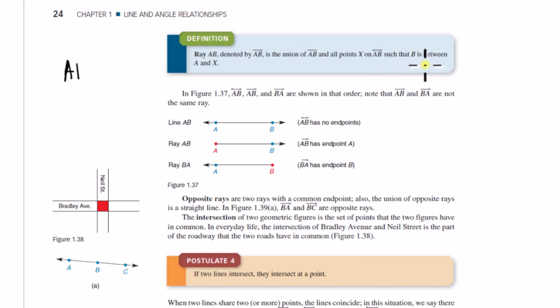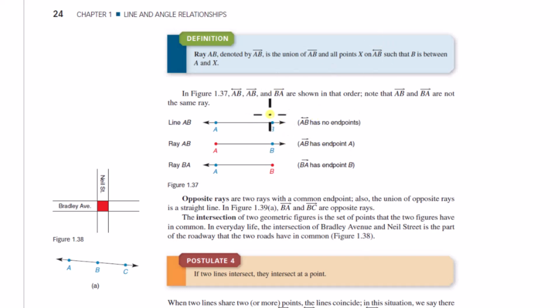So, okay, let's think about what they're saying. Let's start with a line here. Here's line AB. So it's the union of all points X on line AB. We can think about every single point on line AB, but there's obviously some restriction to this. So it's the union of segment AB and all points on line AB such that B is between A and X.